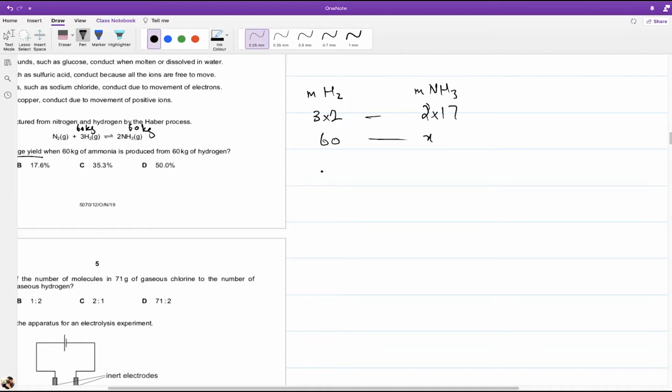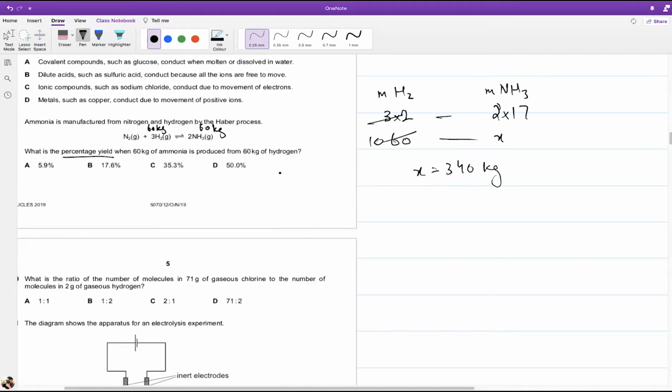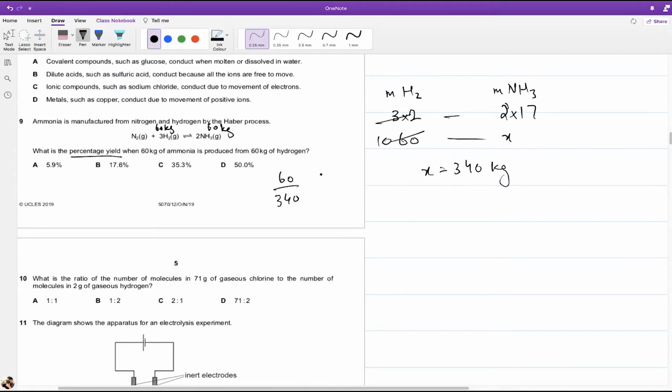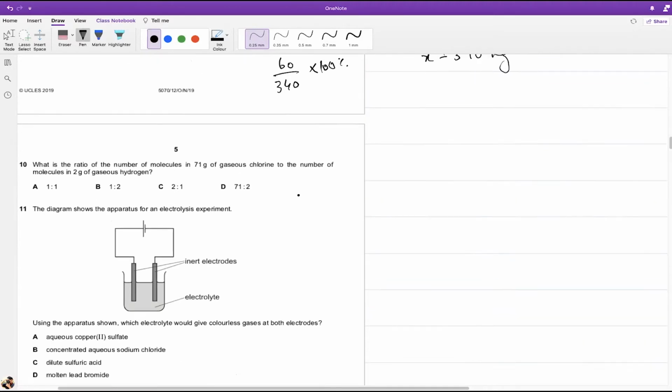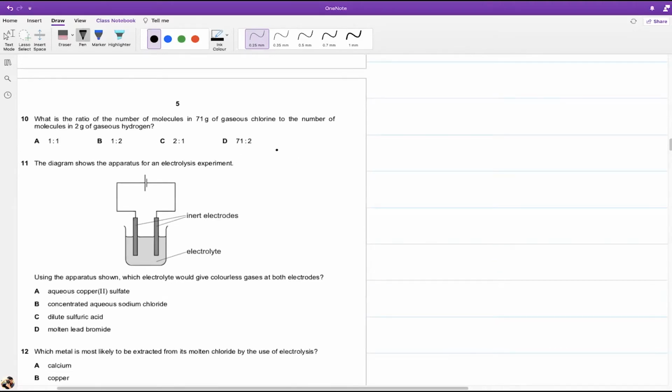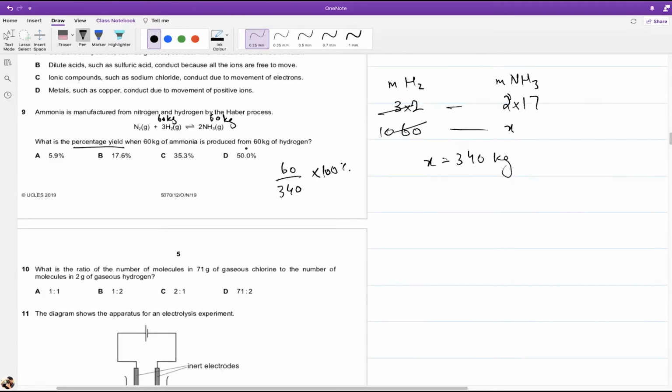If you solve this, you will see that you will get x equal to 340. Again, you don't need much of a calculator. Multiplying 10 by 17 gives 170, times 2, so you should get 340 kg. Now we use the product that they've told us: 60 over 340 times 100%, whatever our answer is. You have calculators, you can simply solve it. But remember that in a yield question, the product that we have, we will consider it at the end.